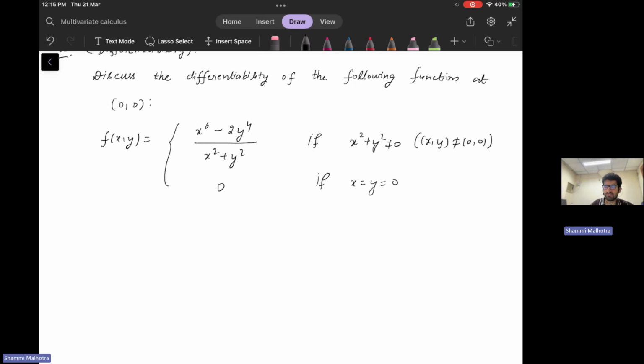Just as we did in evaluating double limits, where the first check was to evaluate the iterative limits, the same thing we do when we have to check the differentiability of a function. First of all, the first step is to check the partial derivatives of the function. We will see whether the partial derivatives with respect to x and y exist or not. If they don't exist, then the function is not even differentiable, because differentiability implies all the directional derivatives exist, in particular the partial derivatives with respect to x and y.